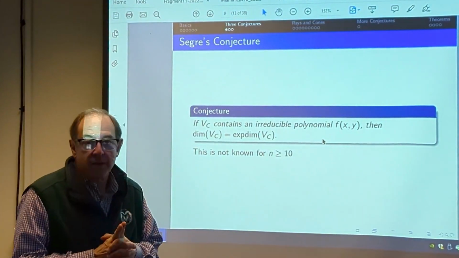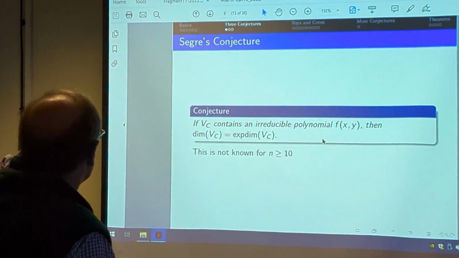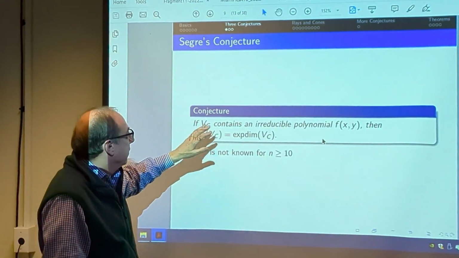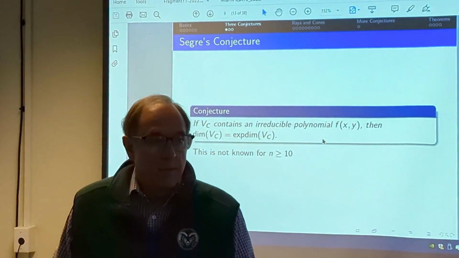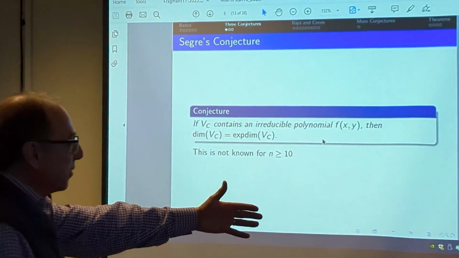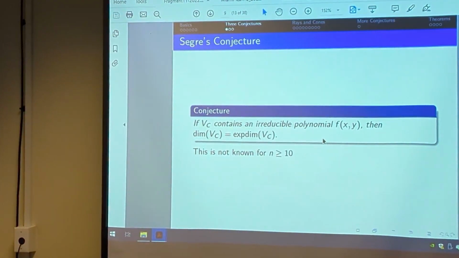All right, so this is Segre's conjecture. I'm going to talk about some of the main conjectures in this space. Segre's conjecture, this is Benjamin Segre. He made this conjecture in the 30s, I think. If there is an irreducible polynomial that satisfies the conditions, then the dimension is the expected. This rules out all the obvious counterexamples, for example, this is not an irreducible polynomial. It's the square of a line, so it's clearly not irreducible. And it turns out all of the counterexamples known to Segre had multiple components. This conjecture is not known for 10 or more points.